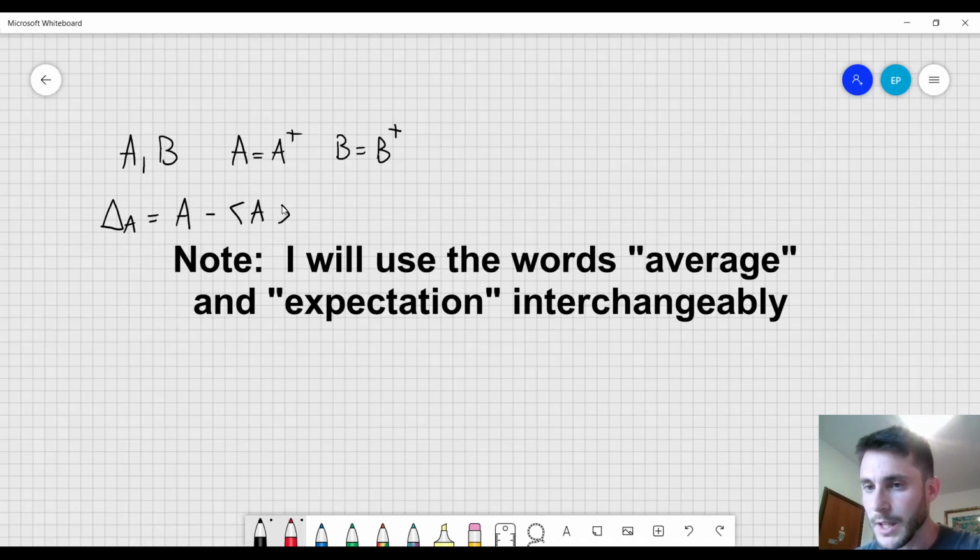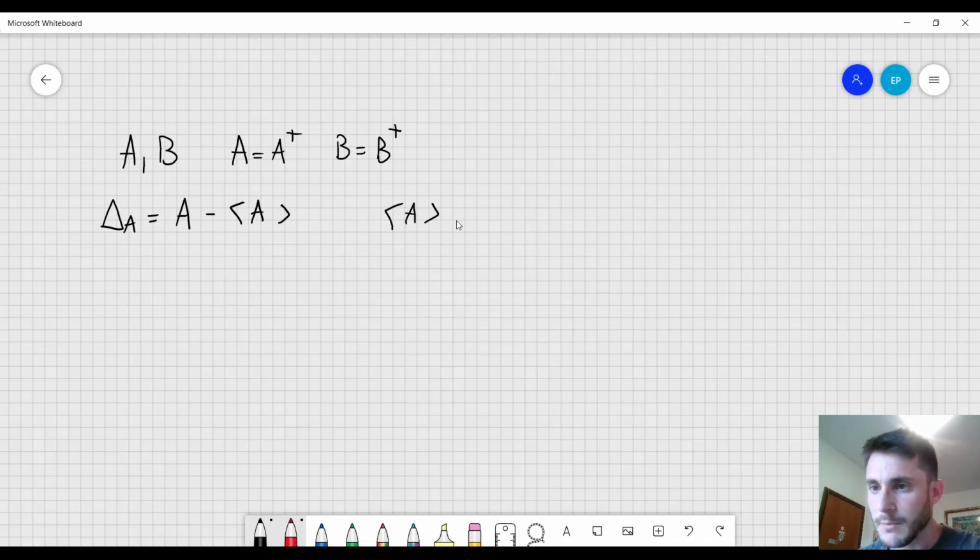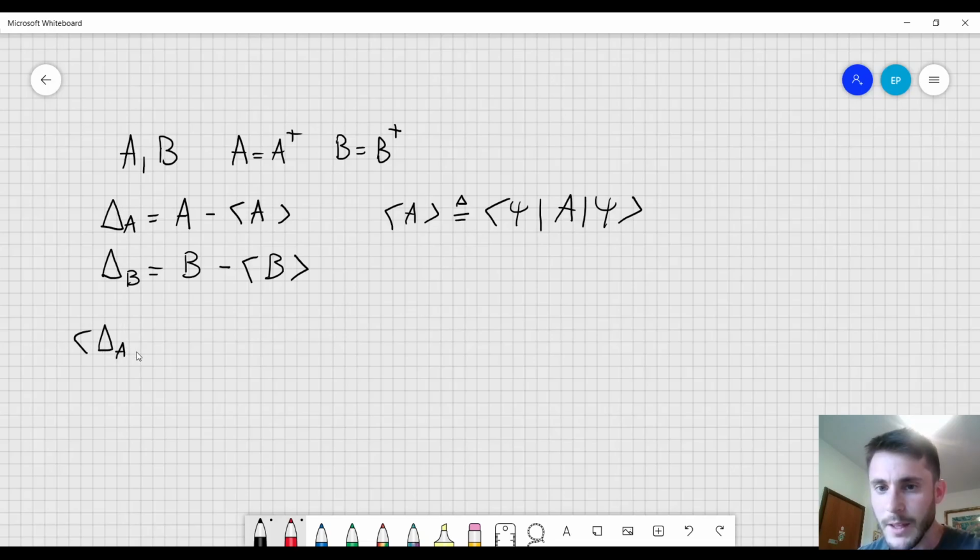of the operator A. The average of the operator A can be calculated by using a generic state psi like this, psi, A acting on psi. This is a definition if you want. And I can also define delta sub B equal to B minus the average of B. Now it is straightforward to see that the average of delta A is equal to 0, and also the average of delta B is equal to 0 from those two definitions above.